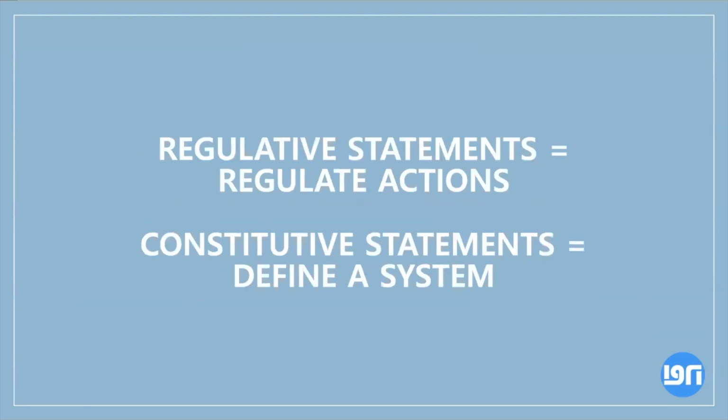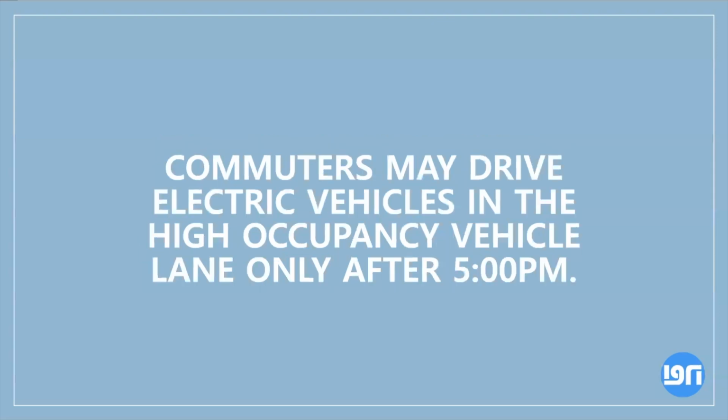Institutional statements can be either regulative or constitutive. Regulative statements are just that. They regulate actions by telling someone, a person, a business, a government entity, what they can, cannot, or must do in a particular circumstance. Constitutive statements, on the other hand, define features of a system. The institutional grammar can be used to analyze both regulative and constitutive statements, though in slightly different ways. Let's look at an example of each, starting with a regulative statement.